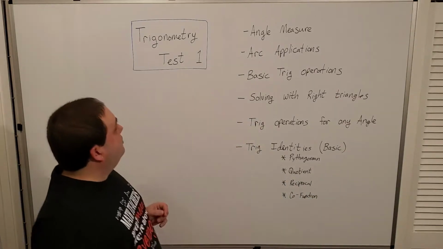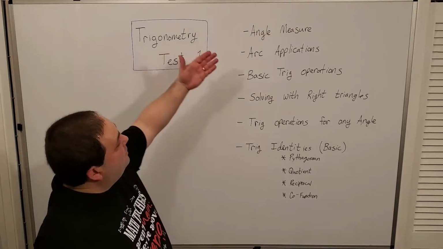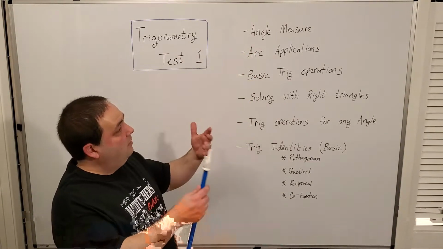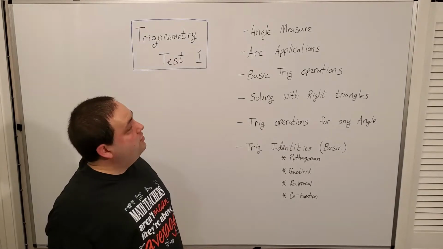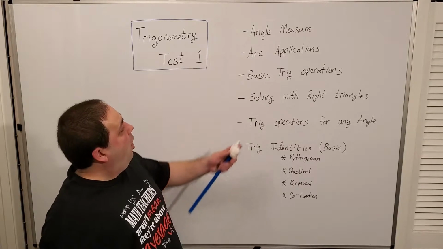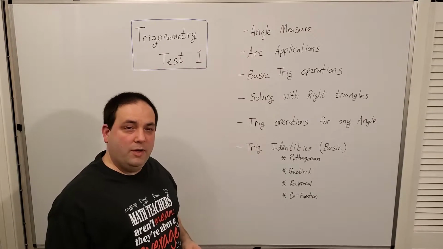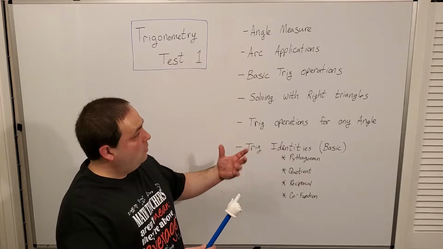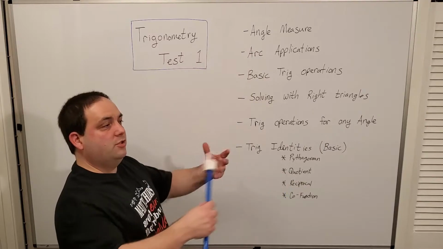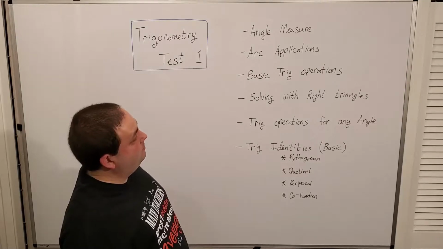The first test in trigonometry in the courses that I teach covers angle measure, which is basically what is an angle. You have to be able to find a particular angle measure given a point on a grid or something like that. And then, of course, the two different measurement systems, degrees and radians. Arc applications are anything dealing with arc length or sector area; those are the two main ones. Rotational velocities, anything where it's rotation to straight line measurement, is considered an arc application.